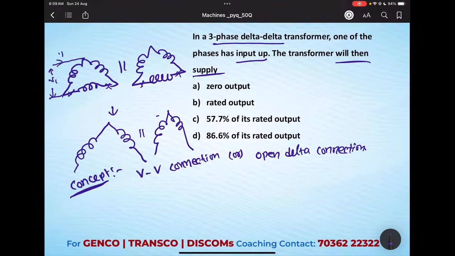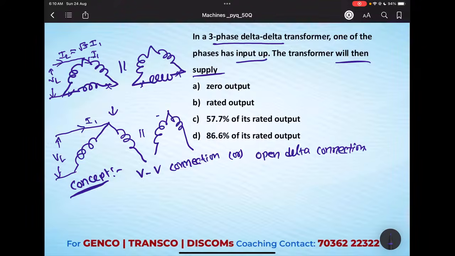Let's take it as IL, or you can take it as VL, IL. Let's take this as the phase current I1. In delta connection, we know line current equals √3 into phase current, √3 into I1. Clear? Here also, this is the line voltage. Now the primary current is going to be I1 only here.